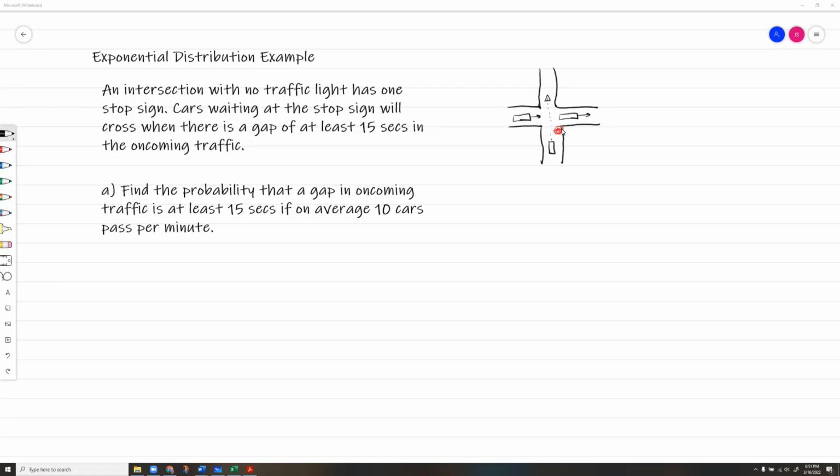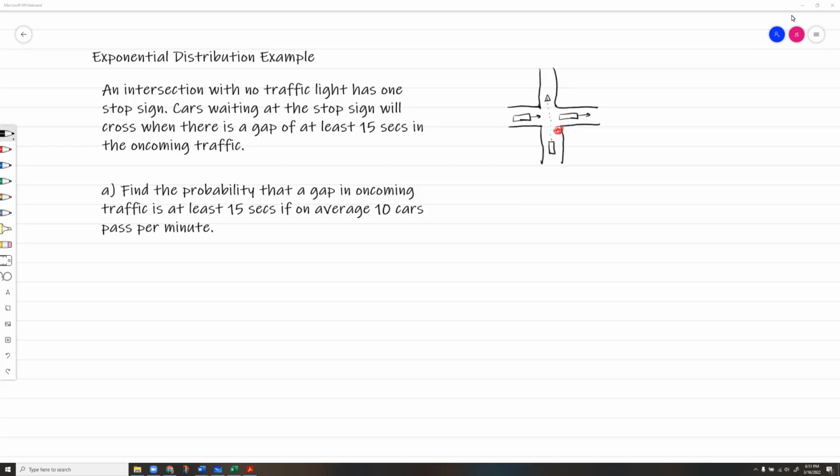And the rule we'll say here, based on driver reaction time, is that we need a gap between cars of at least 15 seconds for the car waiting at the stop sign to actually get up the muster and go, given the speeds of these cars and driver reaction time. So that's the setup here.